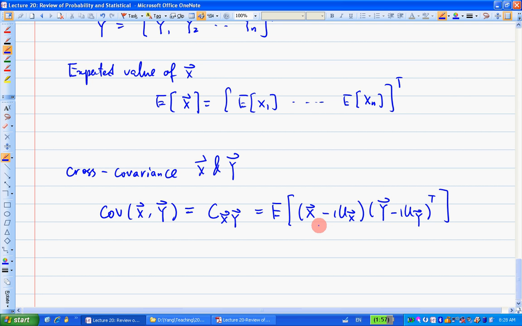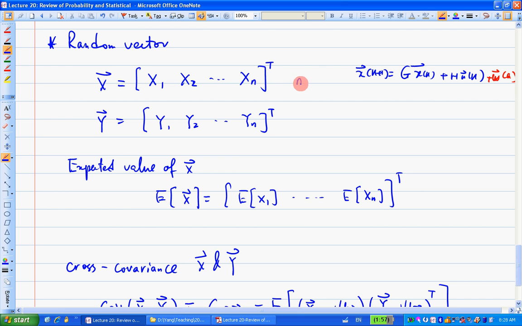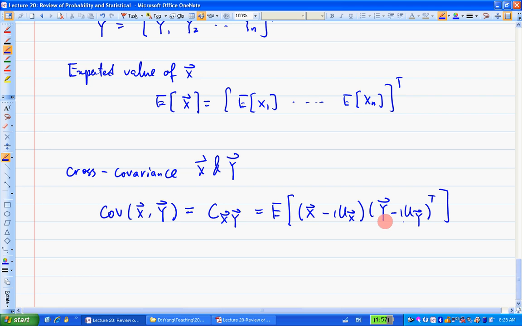So what does that mean? Basically, you need to think this x is of size n by 1. And when you transpose the other one, it becomes 1 by n. So n by 1 times 1 by n, this whole chunk is actually n by n. So the covariance coming out of here is actually an n by n matrix. So technically, we should call this a covariance matrix.